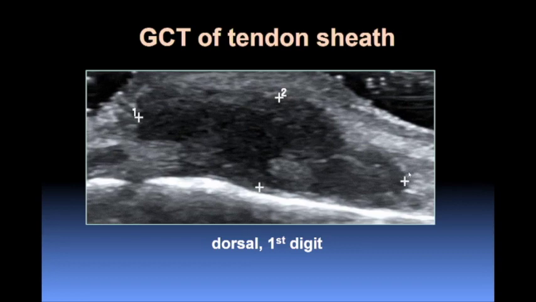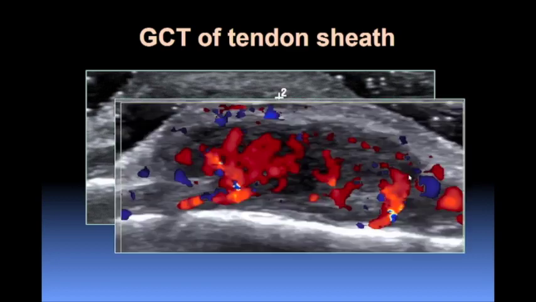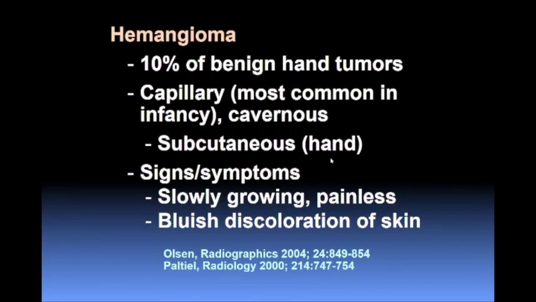It's on the dorsal side of the thumb. But you can get a pretty good idea of how to measure this, both in a longitudinal and transverse plane, and when you turn on color, lots of internal flow. So again, this is solid rather than cystic. And you can often turn it in a transverse view and also see the tendon, which helps you localize it to the tendon sheath. So that's a really key feature that helps you figure out that this is a giant cell tumor.